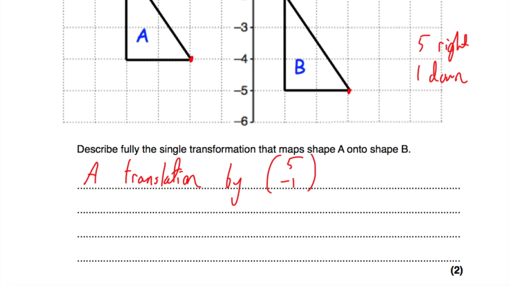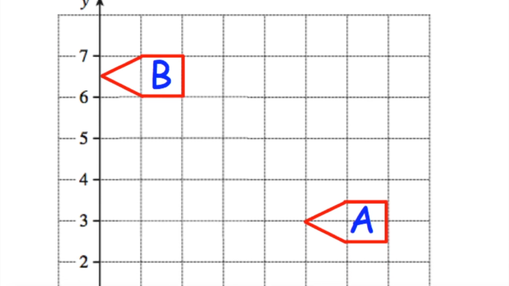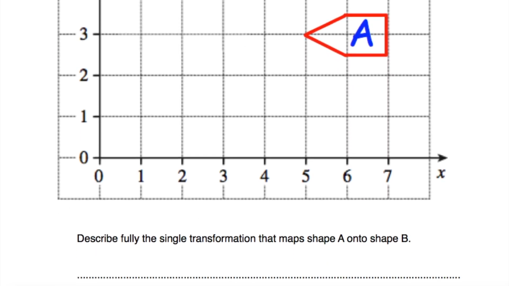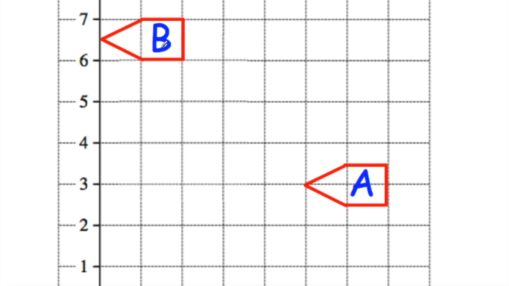Okay, and then our next one, if we have a look at this grid, we've got these 2 pentagons, A and B. And again, we've been asked to describe fully the single transformation that maps shape A onto shape B. So how do you get from A to B? Again, there's not been a reflection or rotation or enlargement, so it's a translation, it's been slid. And let's figure out how it's been slid.